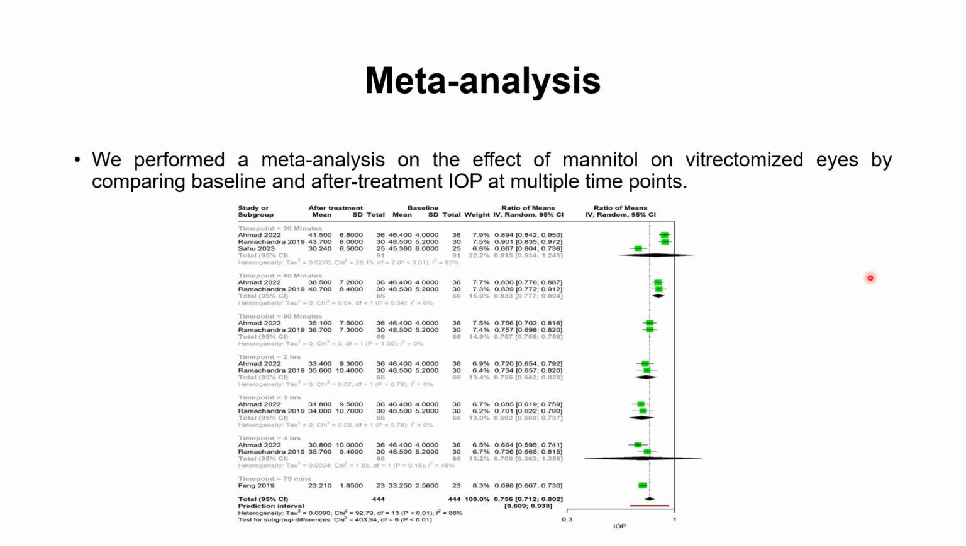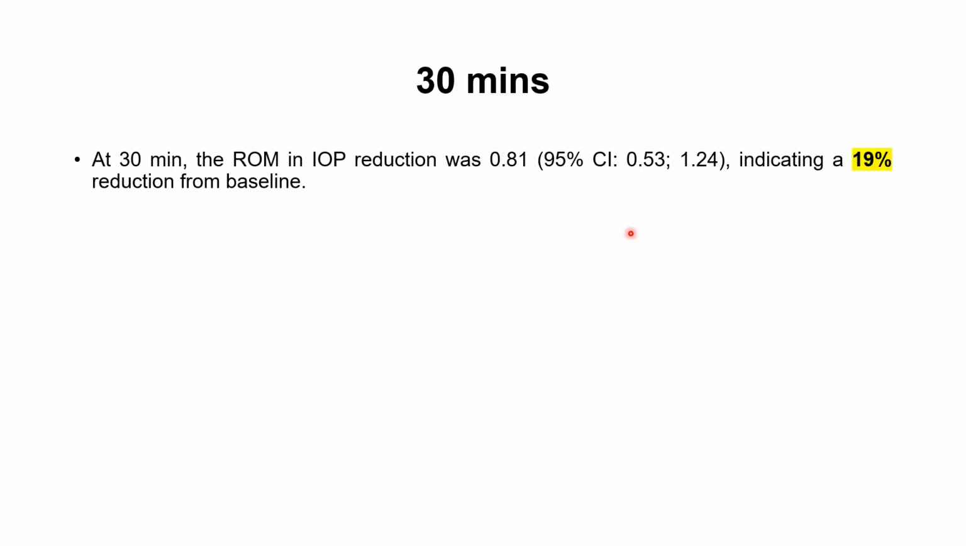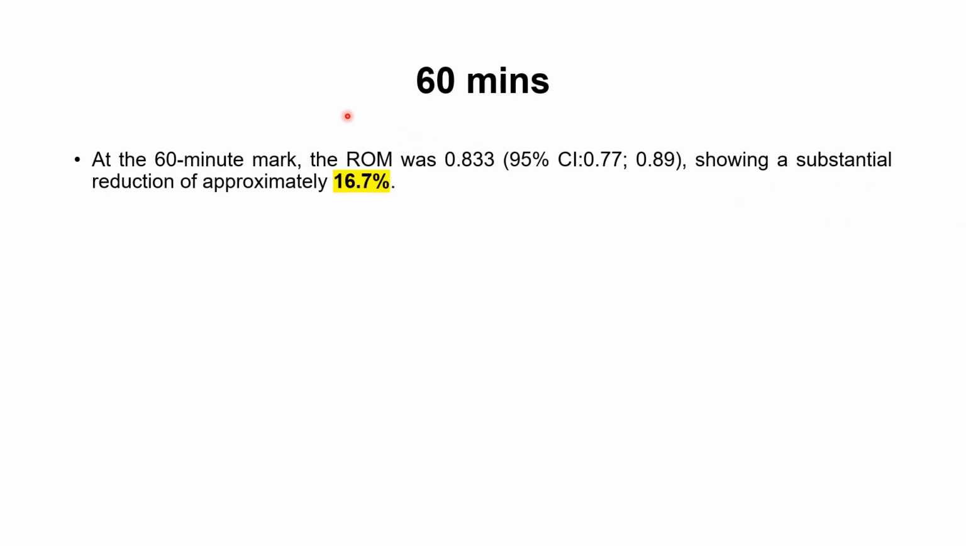So we performed a meta-analysis on the effect of mannitol on vitrectomized eyes by comparing the baseline and after-treatment IOP at multiple time points. The first time point was 30 minutes, and the IOP reduction from baseline was 19%, which was statistically significant. So it works in vitrectomized eyes. At 60 minutes, the IOP reduction was 16.7%.